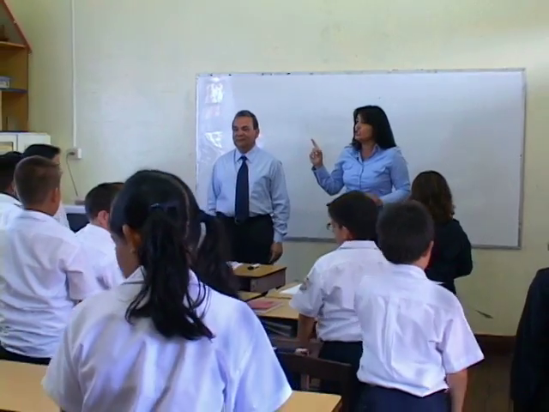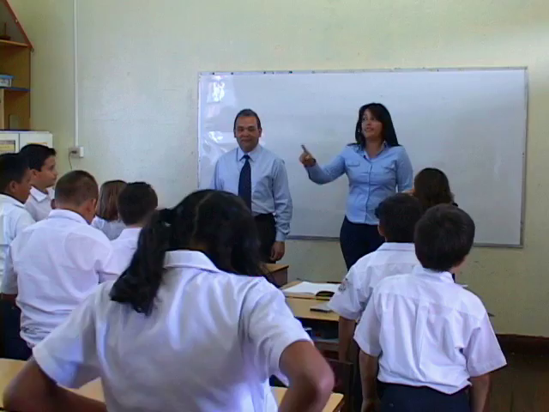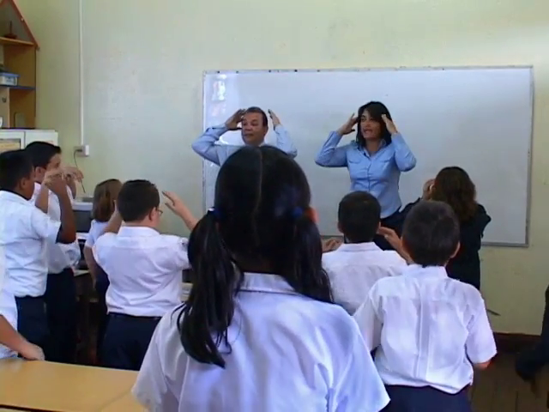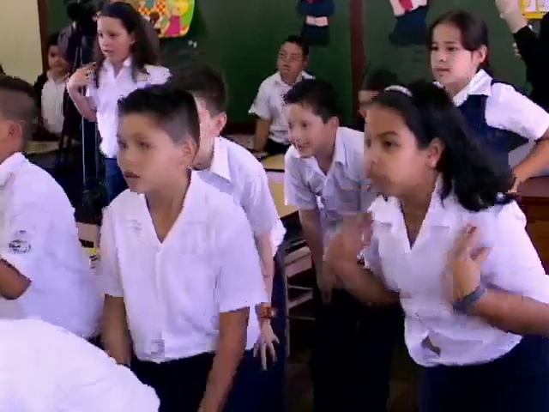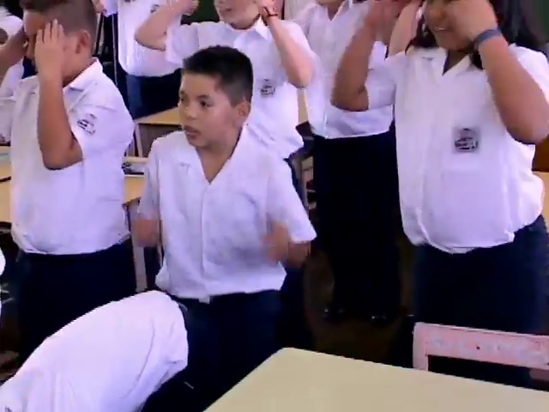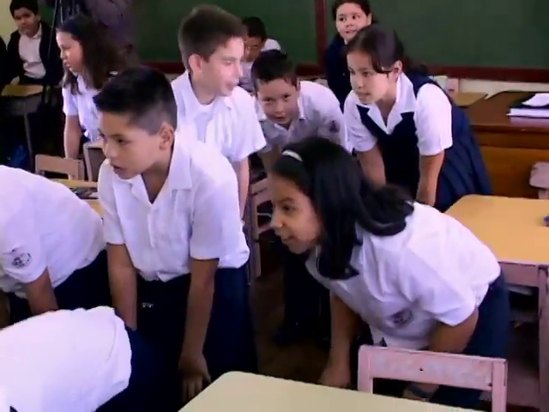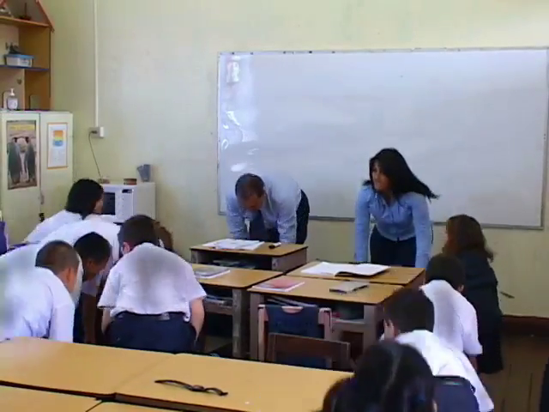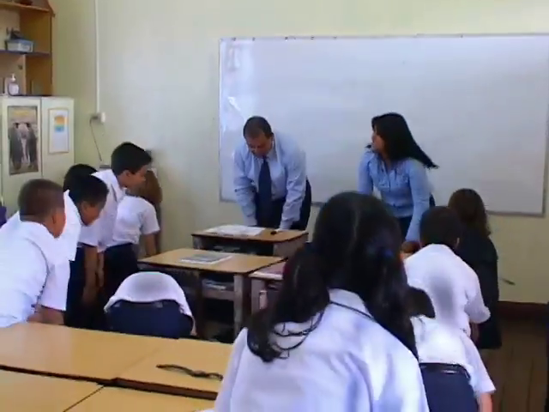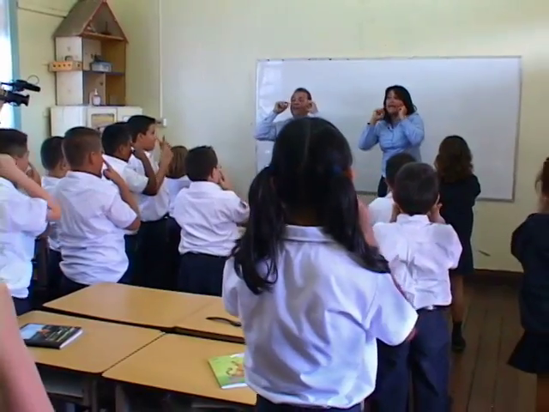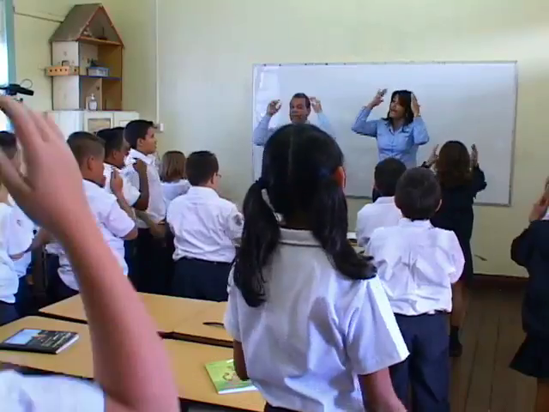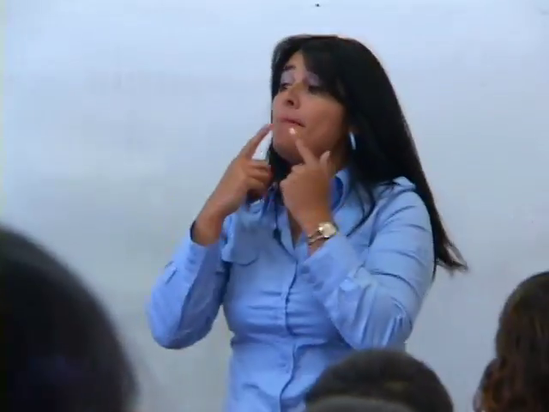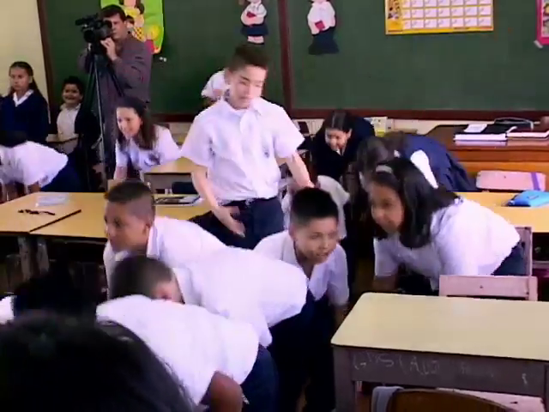So I am going to touch my part first, and then you have to repeat, okay? Head. Okay, repeat after me. Head. Shoulder. Knees. Toes. Head. Shoulder. Knees. Toes. Okay. Head, shoulder, knees and toes. Eyes and ears and mouth and nose. Head, shoulder, knees and toes. Okay, fast. Eyes and ears and mouth and nose. Head, shoulder, knees and toes.